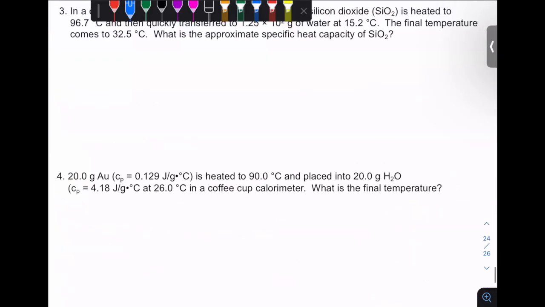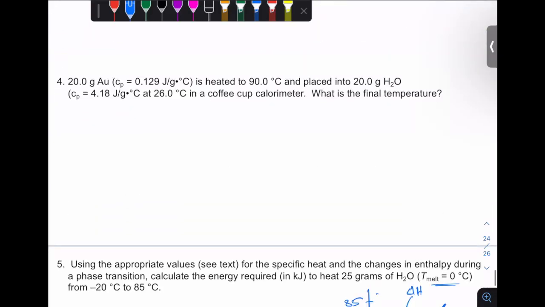All right, I want to do number 4. This one is a little challenging in how to think about it and how to set it up. Once you have it set up properly, it's just a bunch of algebra. So we've got some Au. What does Au stand for? Gold. 20 grams of gold. There's the specific heat capacity of gold. And you're heating it up to 90 degrees Celsius, and you're placing it into a coffee cup calorimeter that has 20 grams of H2O. So you did an experiment just like this in lab last week.